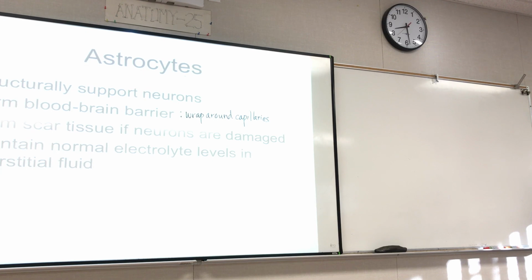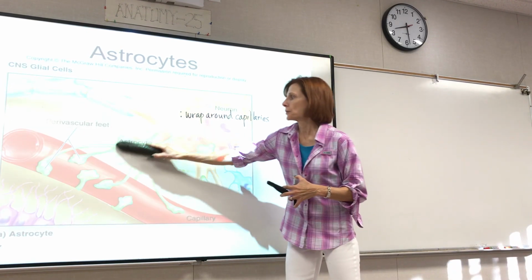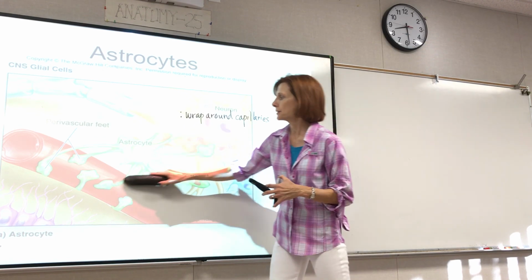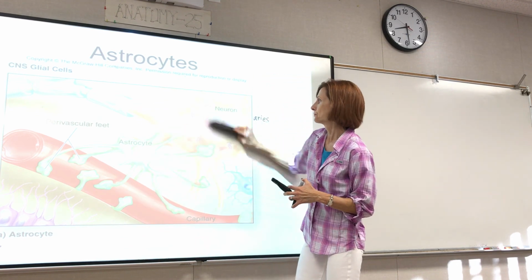Okay, moving on. And this is what an astrocyte might look like. You can see some of its processes attaching to the neuron, and others would wrap around this nearby blood vessel.